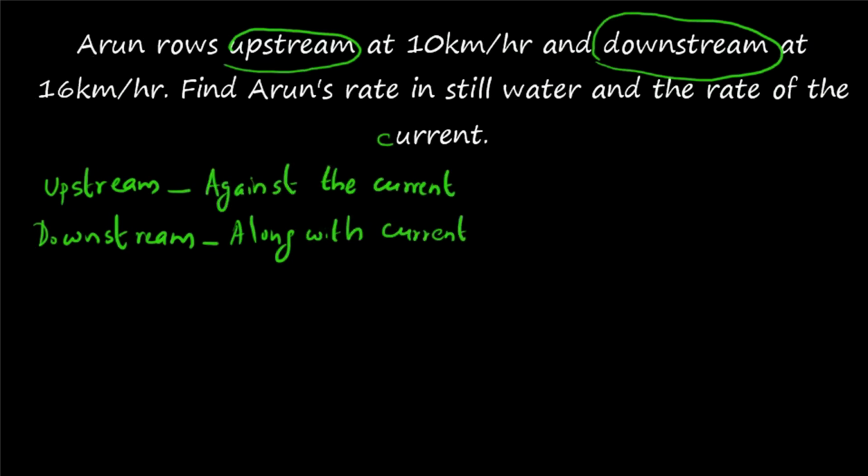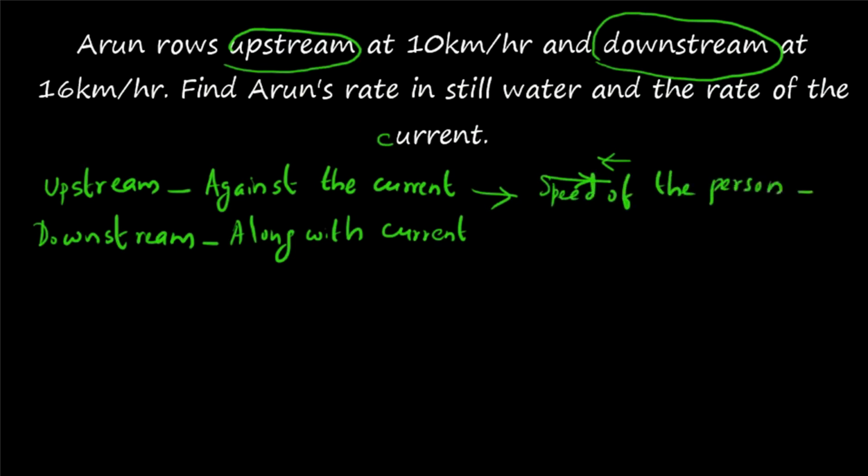And upstream is against the current. If the stream is flowing in this direction, Arun is swimming in this direction, against the current. Downstream means along with the current or along with the stream. All of these have the same meaning. So this is the meaning of upstream and downstream. And when any person is swimming upstream, against the current, the total speed, the equivalent speed, we can say the effective speed, will be equal to the speed of the person minus the speed of the current.